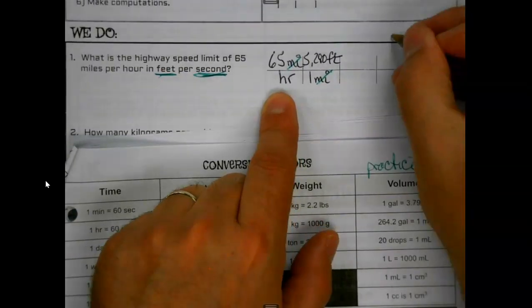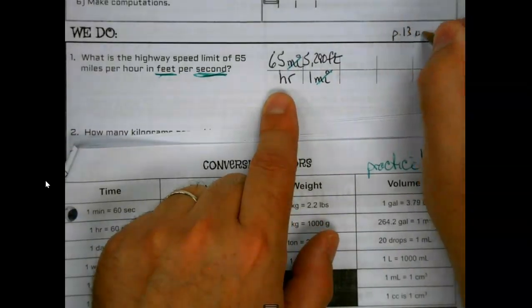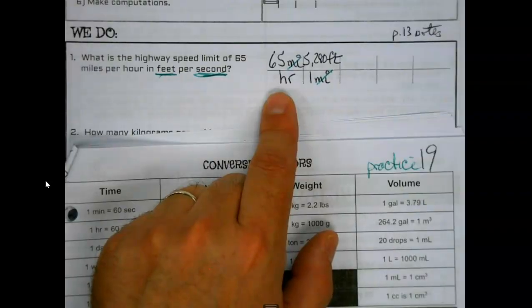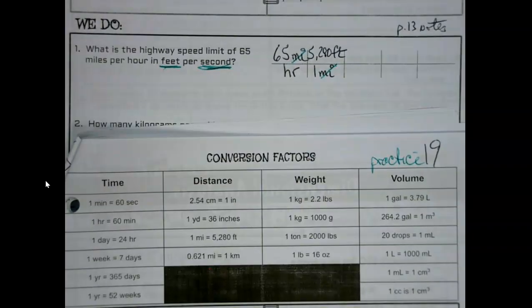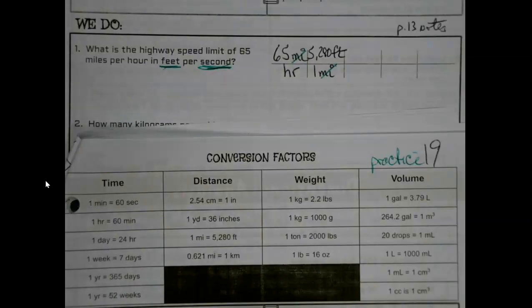So here, and again, we're on page 13 of the notes. We're going split screen here. So notes, page 13, and then we're getting the chart off of the practice on 19, or you can kind of follow along with mine for the moment if you want to do that. I'll try and keep it on the screen. What's that?